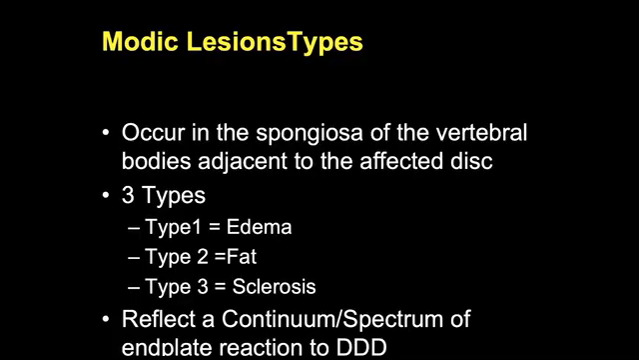So these Modic lesions occur in the spongiosa of the vertebral bodies adjacent to an affected disc, next to the end plate. There's three types. There's edema signal, there's fat signal, and then there's sclerosis. They do represent a continuum and spectrum of end plate reaction to degenerative disc disease, and there have been longitudinal studies following people over a decade or so, identifying them going from, say, a type 1 to a type 2 and on to a type 3.